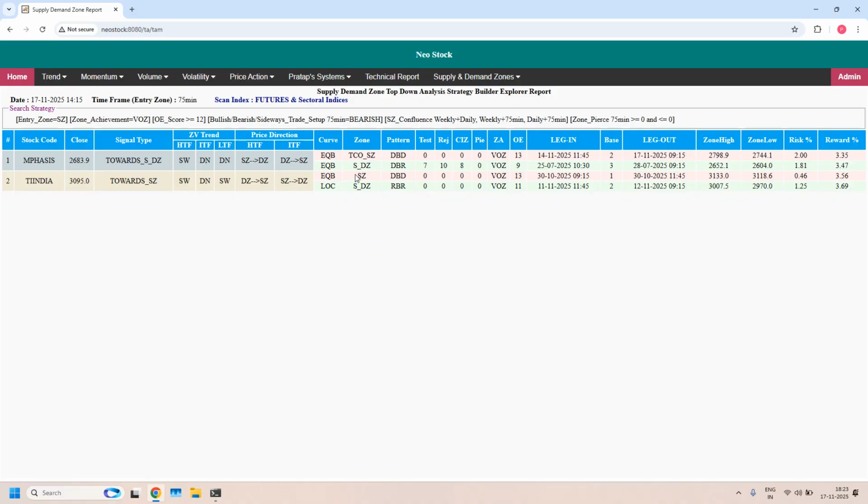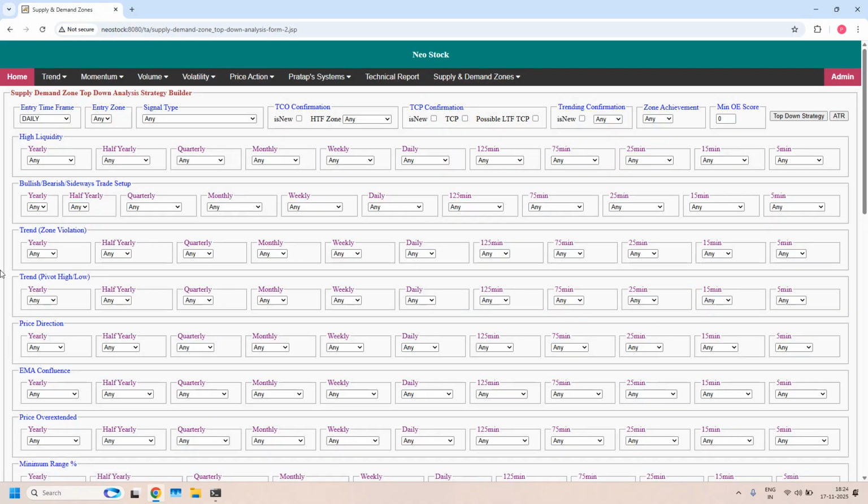In both these stocks, both these 75-minute supply zones overlapped with daily supply zone. Both together again overlapped with weekly supply zone. But weekly trend is sideways. Sideways trend, EMA confluence is not accurate. So we are not using this report. Okay, this is about bearish trade setup for weekly income trade. Next, I will generate daily income trade reports.